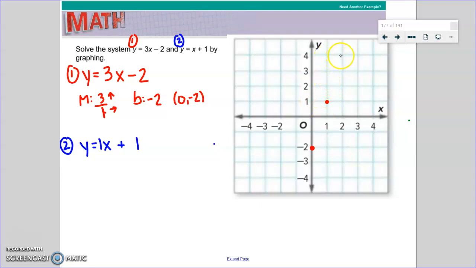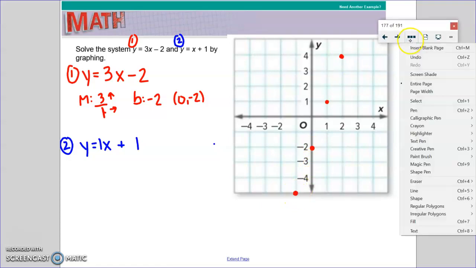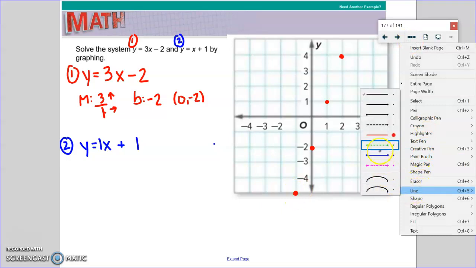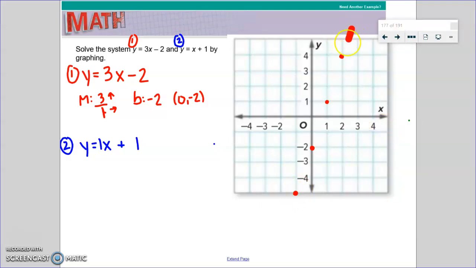I can do it again. I notice I'm out of room, so I'm going to check to see if I can go backwards, which I end up at the very bottom. And then I can go in and make my line. It's on the bigger side, but that's okay. We include our arrows and we make sure that our line extends across our whole graph.